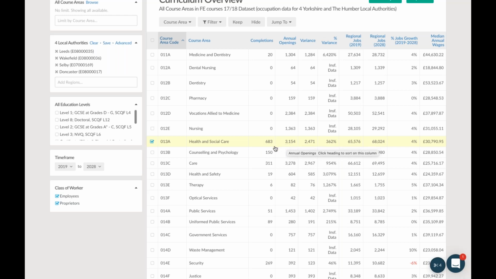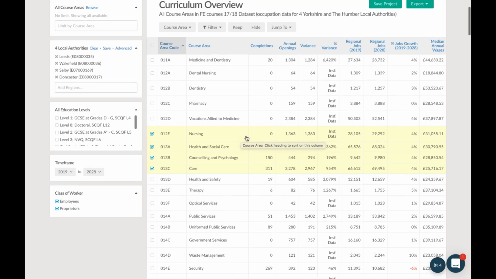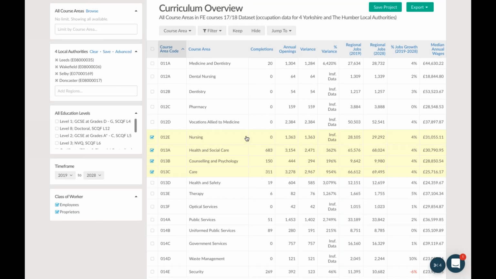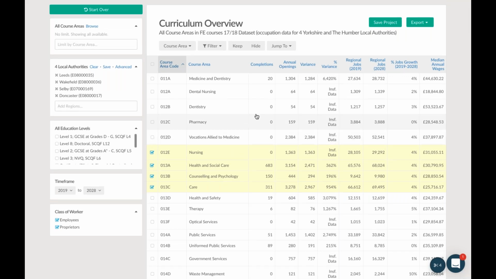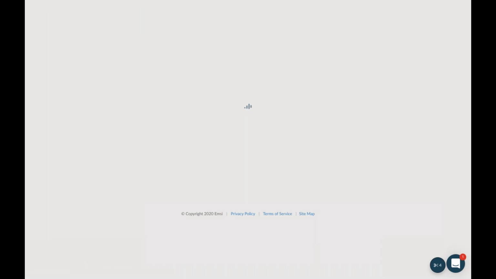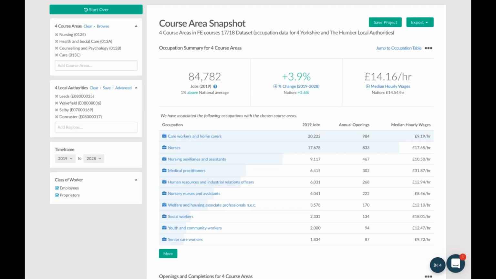What you might also want to do at this stage is, so obviously this is just one course area, but you might want to put on there nursing, because that's relevant, counselling and care. So then you build out a nice broad area to look at. And again, what you can always do, if that's too broad, is just start to deselect some of these areas so that you have a more refined look. So we're going to pick these 4 areas, and then what I'm going to do next is jump to course area snapshot. So then that will take us across to that next report along in course vision.